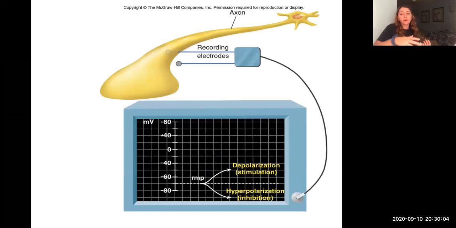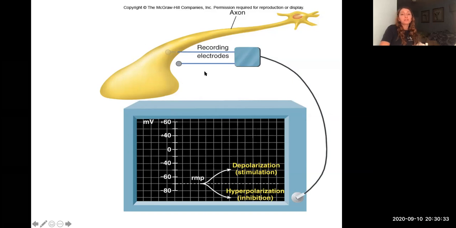So this is just showing what it means. Depolarization is stimulation and hyperpolarization is inhibition. As you can see, the bottom part is depolarization. It's going towards 0, okay, and this one's going past negative 70. So this is basically more positive than negative 70 and less positive than negative 70, or more negative.